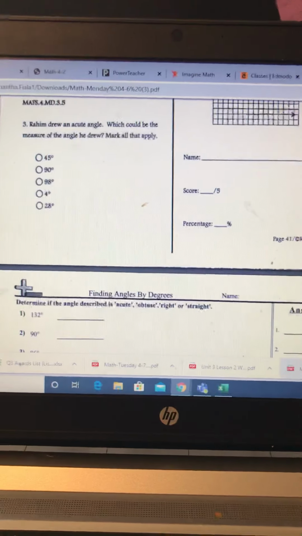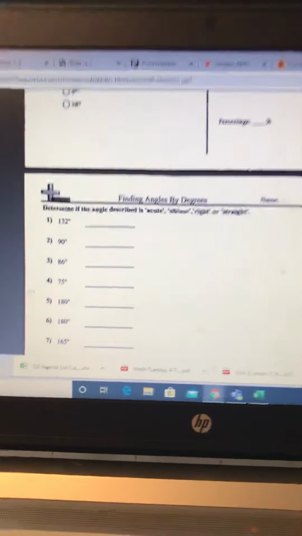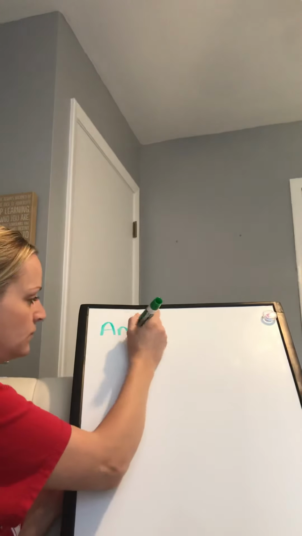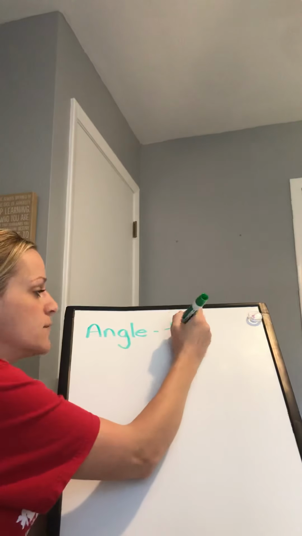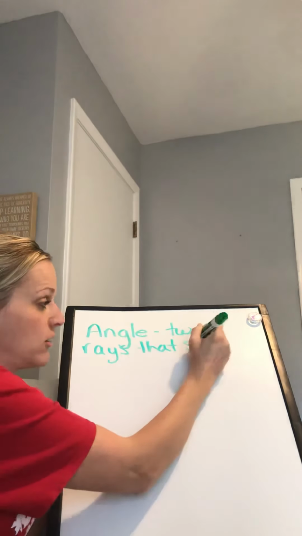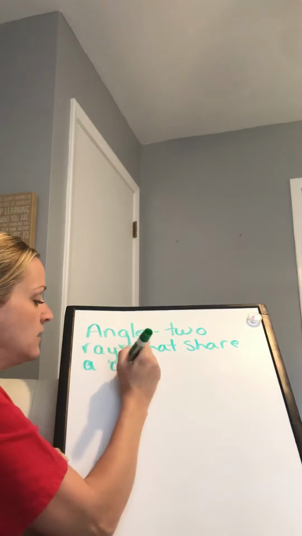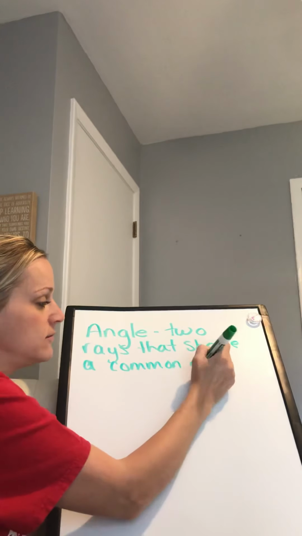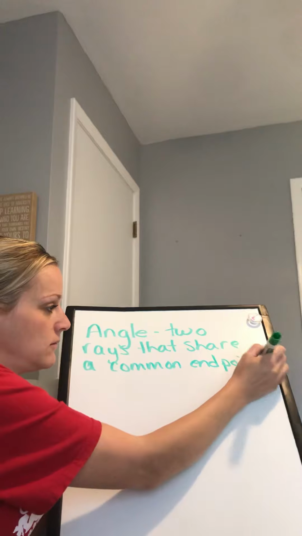Okay, today's lesson is on angles. I'm going to turn you around so you can see my board. First of all, what is an angle? An angle is made up of 2 rays that share a common endpoint. Okay, 2 rays that share a common endpoint.